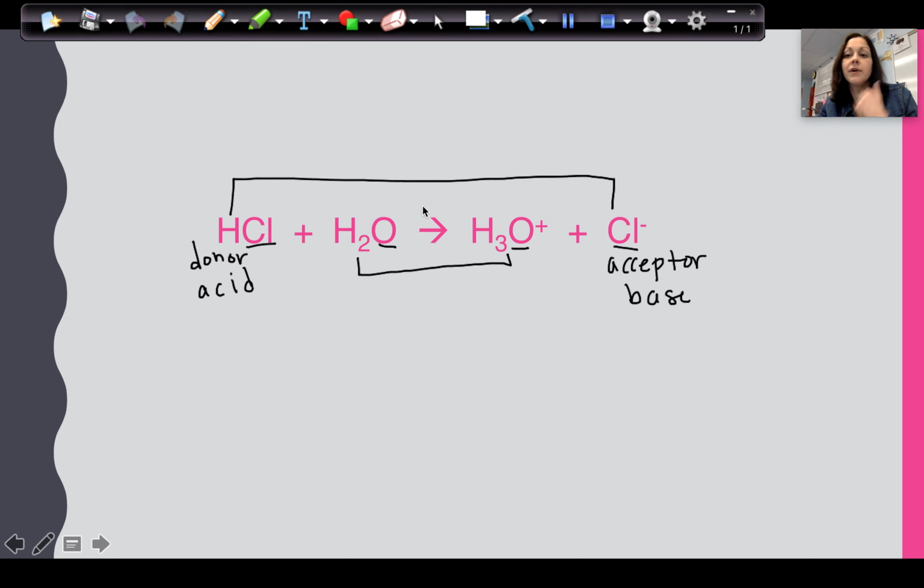And for H2O and H3O plus, H3O plus has the extra H, so it's my acid of the pair. H2O is acting as a base. So in this reaction, an H from HCl is given to H2O. H2O turns into H3O plus, and HCl turns into Cl minus.